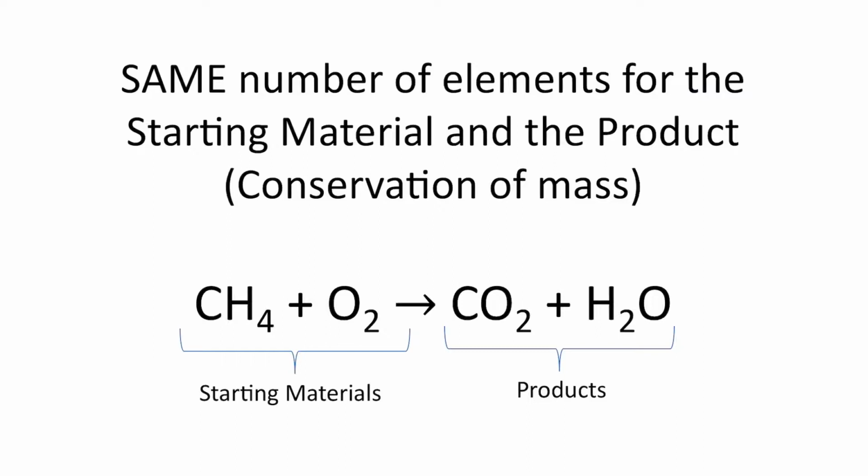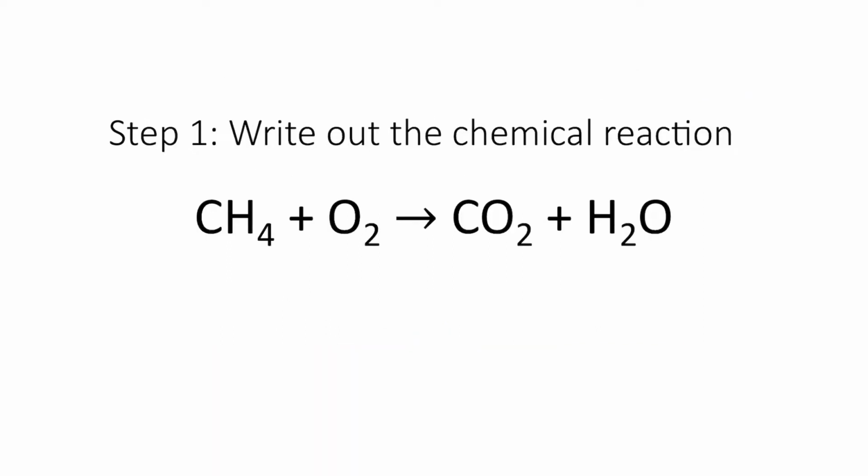I have a chemical reaction here. Methane reacts with oxygen and produces carbon dioxide and water. Methane and oxygen, which stay on the left side of the equation, are considered the starting materials. Carbon dioxide and water are the products, and they stay on the right side of the equation. The first step is pretty obvious, which is to write out the chemical reaction.